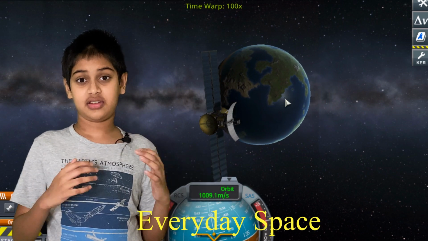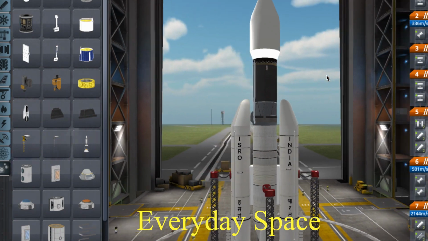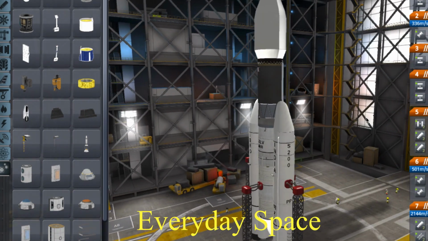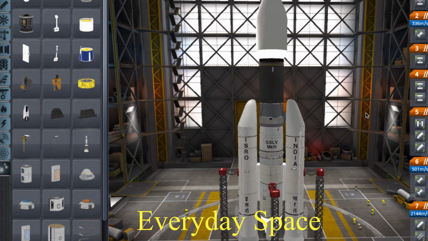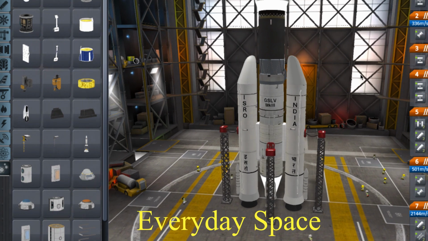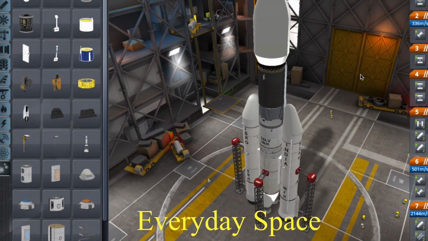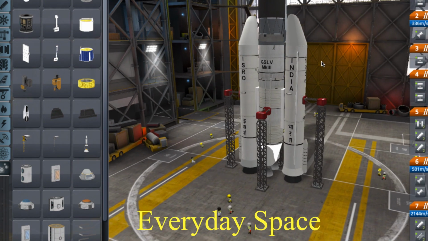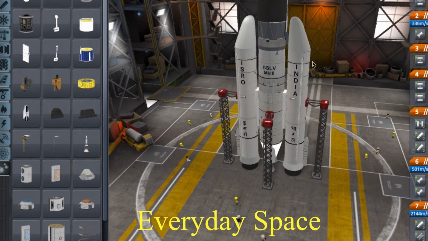So let's get started. As you can see here, this is the GSLV Mark III rocket that we are going to use today to launch our satellite into geostationary or geosynchronous orbit. So now let's take a look in detail at the different parts that make up this amazing rocket. Let's take a look at the first stage of the rocket.